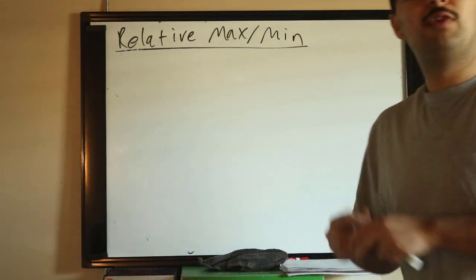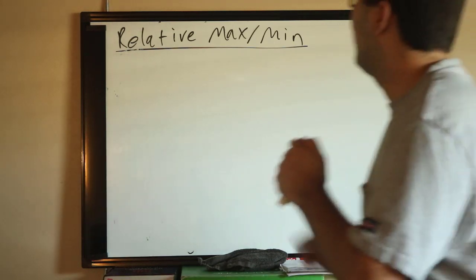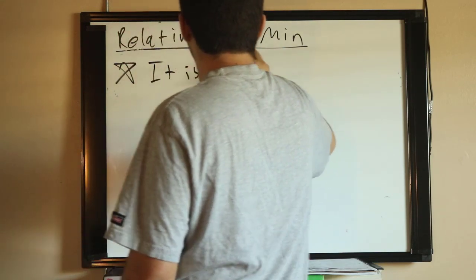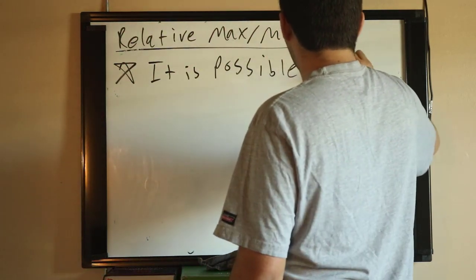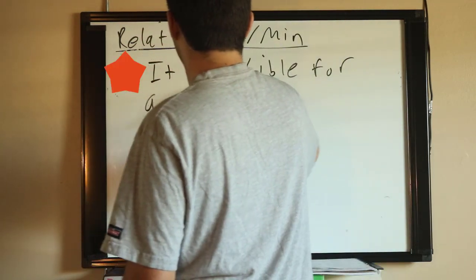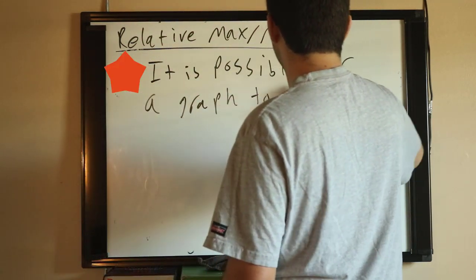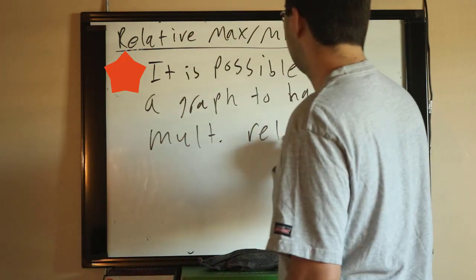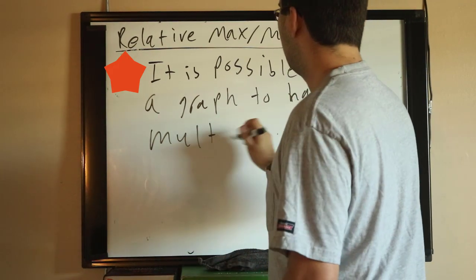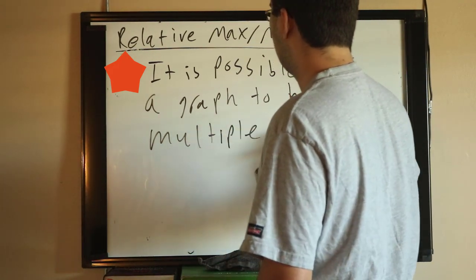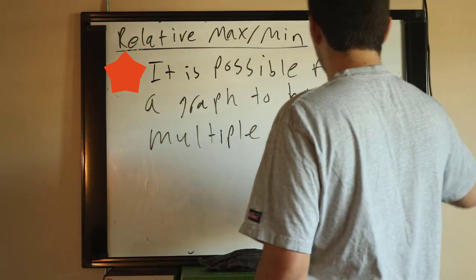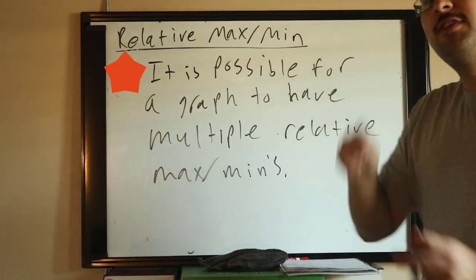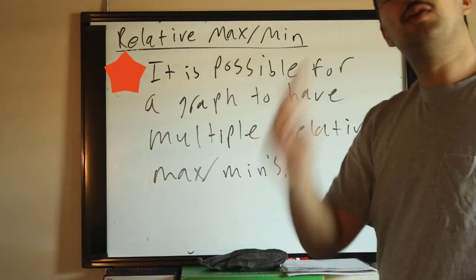One last note before we move on to our first example, continuing with these max and mins. Our next star is that it is possible for a graph to have multiple relative max/mins. Alright, so a graph does not need to have one relative maximum and one relative minimum.